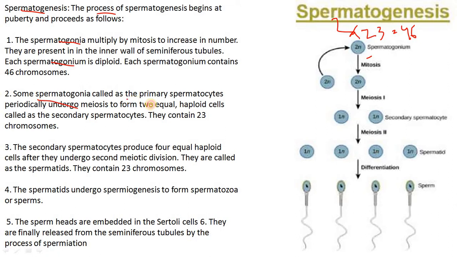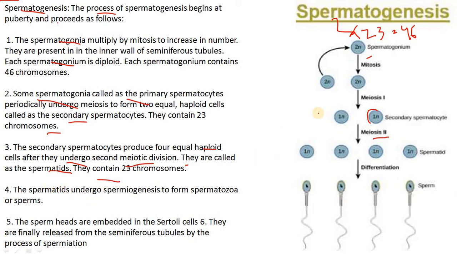Some spermatogonia, called primary spermatocytes, periodically undergo meiosis to form two equal haploid cells called secondary spermatocytes. They contain 23 chromosomes. After meiosis 1, it undergoes meiosis 2, and the secondary spermatocytes produce equal and haploid cells after they undergo the second meiotic division. They are called spermatids. They also contain 23 chromosomes.